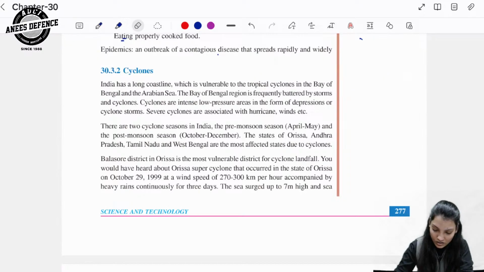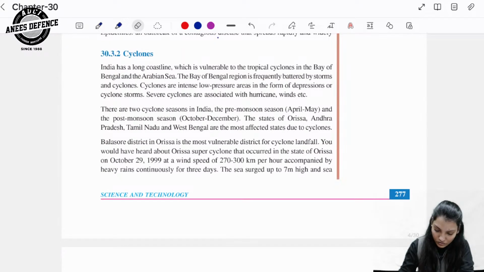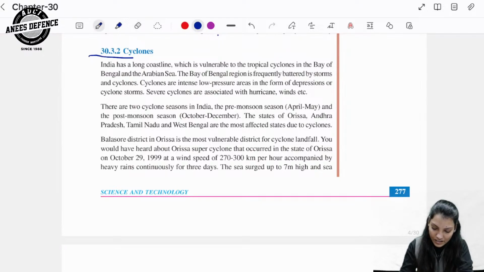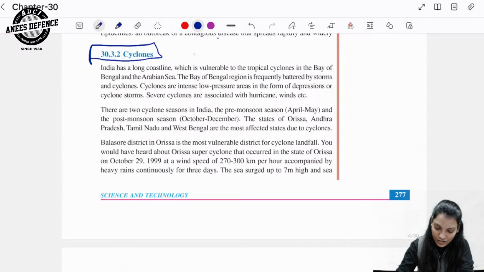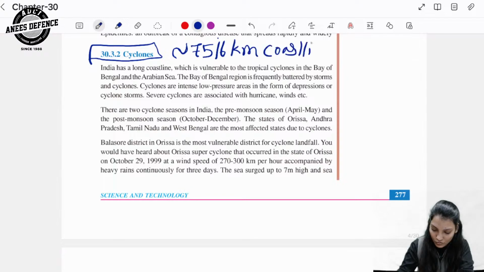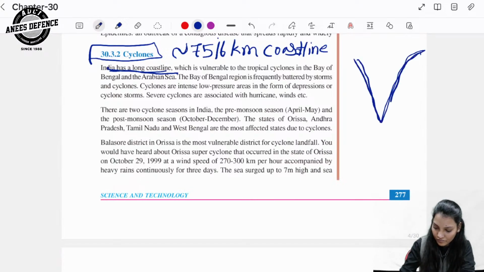Now, the second disaster is what? Cyclone. We have the second disaster, cyclone. India has a long coast. India has approximately 7,516 kilometers of coastline. This is the length of the coastline. Our Indian coastline is vulnerable to tropical cyclones, as India is a peninsular region. So we have this long coastline.